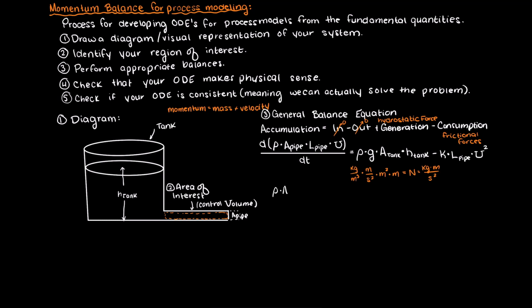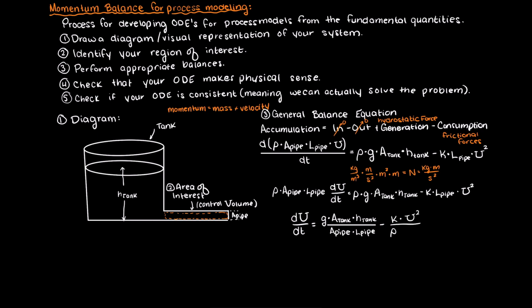We can now remove the constants from our accumulation term. The constants that can be removed are the density, the area of the pipe, and the length of the pipe. When dividing by these constants, we are left with the following ordinary differential equation. One thing I do want to mention here is that in our friction force, we have a velocity squared term, which means that this ODE is nonlinear.